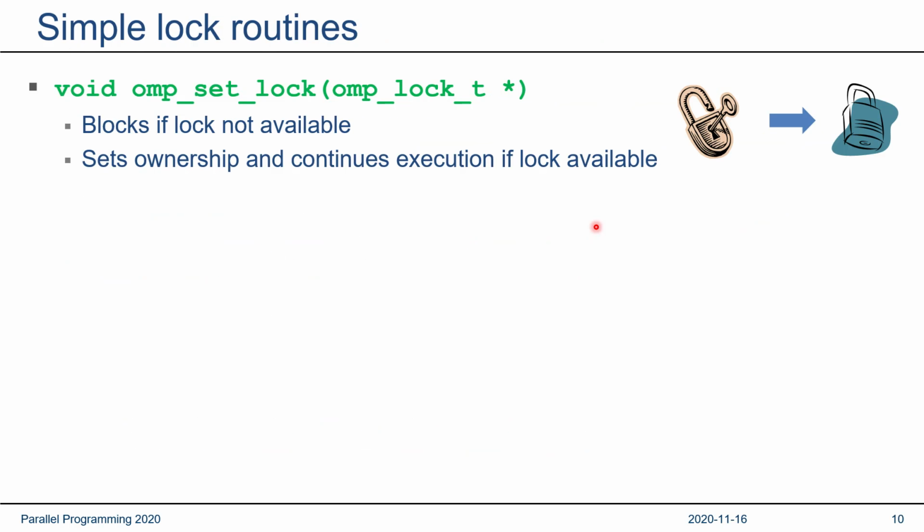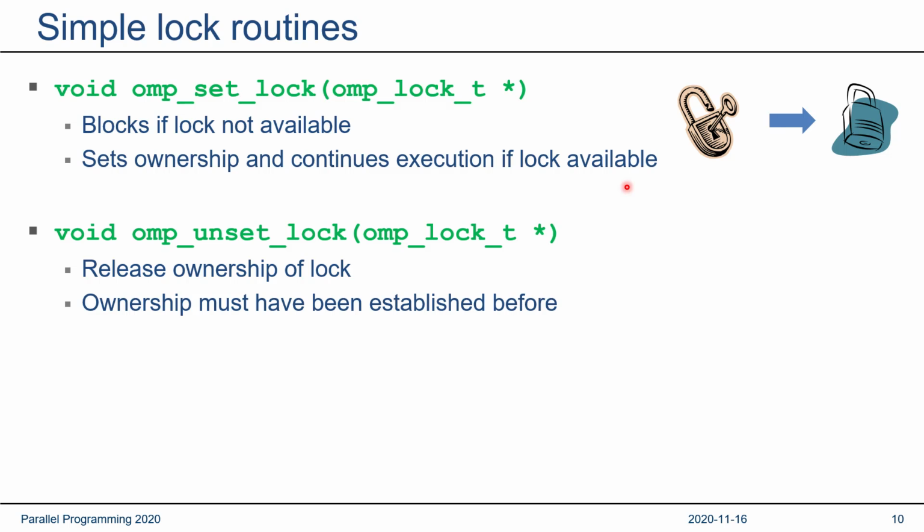So how do we actually use them? Now I'm going to restrict myself to simple lock routines. The simple lock routine is omp_set_lock. The set lock routine acquires the lock, and it blocks if the lock is not available. So if another thread has already taken the lock, then the second thread that wants to acquire it has to wait. It's a blocking routine. If the lock is available, it sets the ownership and continues execution after the omp_set_lock call.